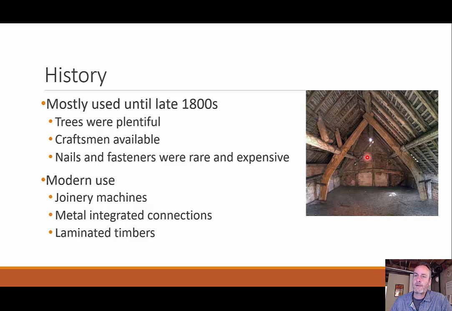Today it's still in use somewhat, but where it used to be a very high labor-intensive activity, now we're using machines in order to carve up our joints or whatever else we may need. We also might have metal integrated connections where you have the large wood structures, but you're integrating some kind of bracket or something in order to connect them. And also laminated timbers, because we don't necessarily have trees that big available, so instead we can make our own large timbers out of smaller trees by using this laminated process. We'll talk more about that in just a little bit.